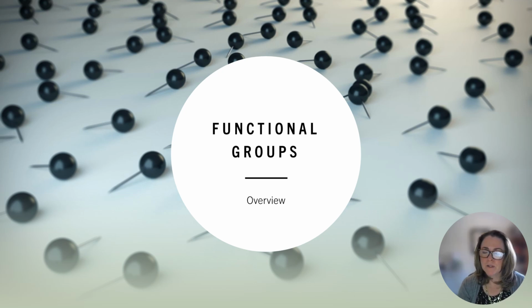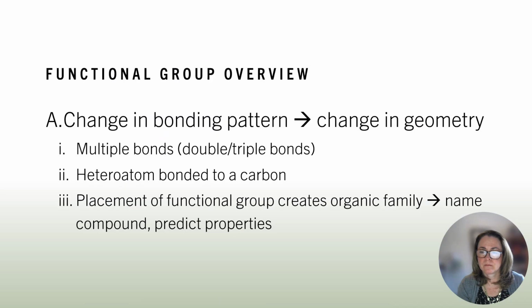All right, so in this video, we are going to be doing a brief overview of our functional groups. Okay, so with our functional groups, what we are going to see is a change in our bonding pattern, which means this is going to change the geometry of the molecule. We may see molecules that have multiple bonds, so double and triple bonds. We may see a heteroatom bonded to a carbon. And what this means is it will be something other than a hydrogen.